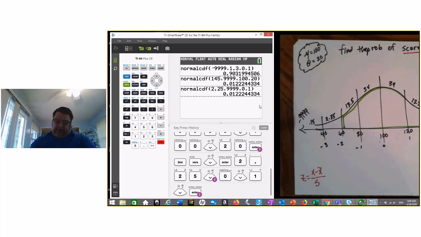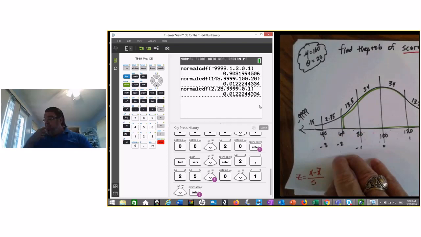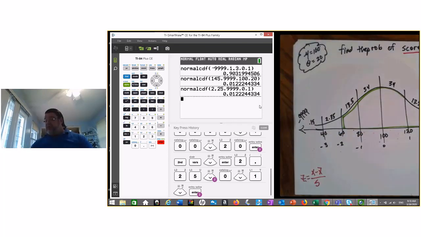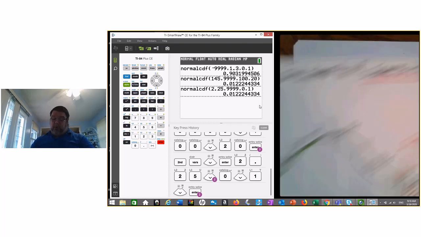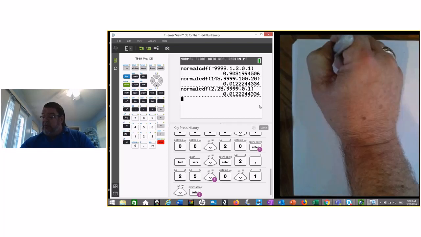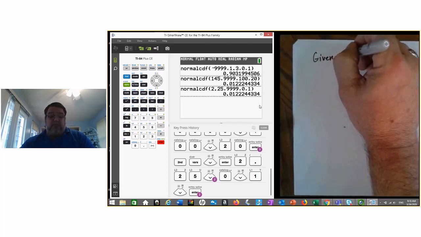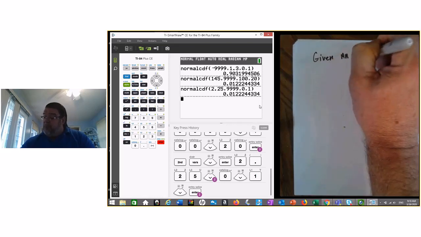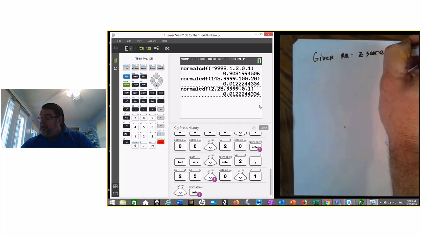Now I know I've got a few minutes. I'm going to go over one more thing. So far we've been given a z-score, and that means we got to find the area.